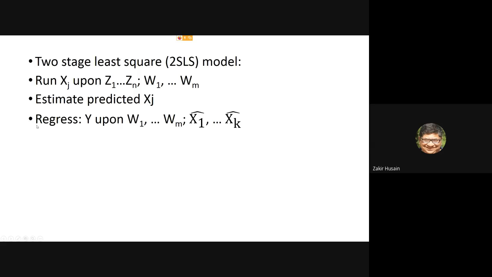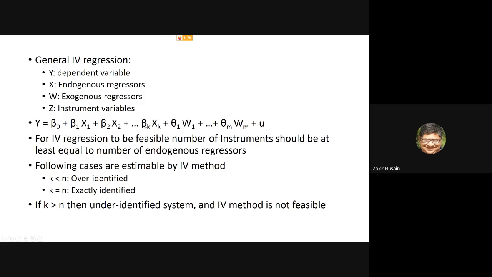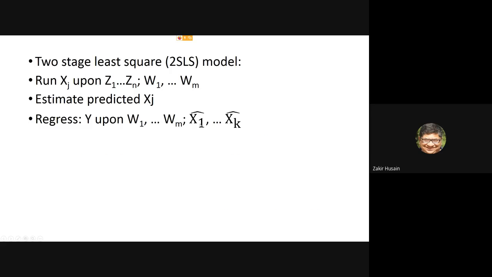Then when we regress y, instead of regressing on x1, x2, and so on, we regress it on the predicted x's. W is okay, but on the predicted x's. Clear?